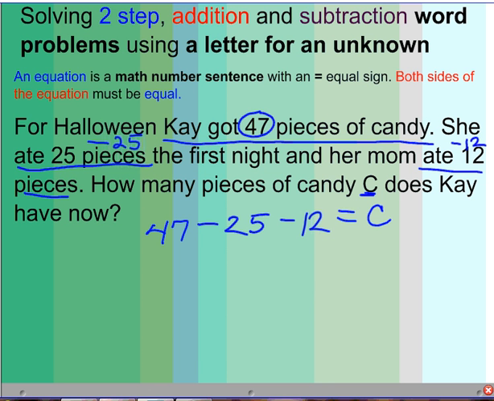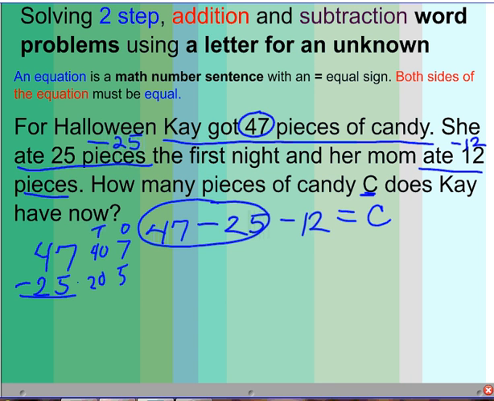So students learn to use the strategies that they learned for subtraction. They are going to solve one part of the problem first. 47 take away 25. They can use partial differences. If I have my 10s and my 1s, I know I have 40 and 7 and 20 and 5. And I'm going to subtract. 40 take away 20 is 20. 7 take away 5 ones equals 2. I know this equals 22.